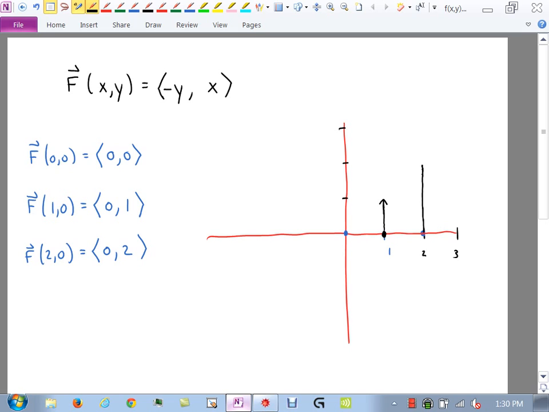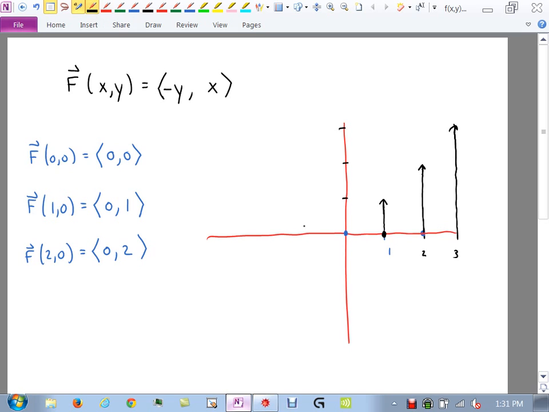Well, remember you square each and then you take the square root, so it would be 2. And then what would the next one be? If I went out to 3, 0, it'd be up, but 3, wouldn't it? You follow?